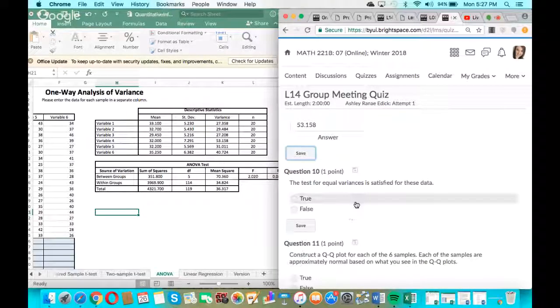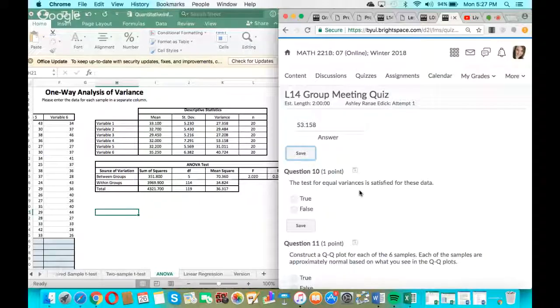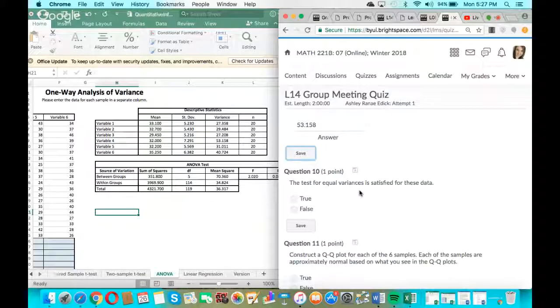The test for equal variances is sampling. Yeah, because that's the one where you take the smallest and you multiply it by 4, right? So if you do 27 times 4, that's not... Oh, I think I misunderstood the question. The test for equal variance. Yeah. So yes, because it doesn't.